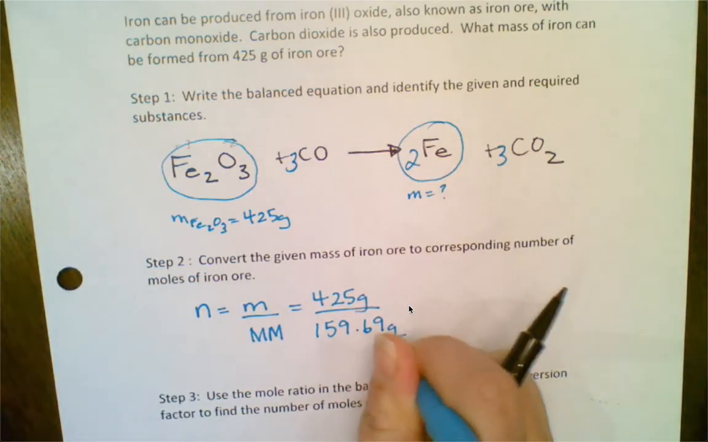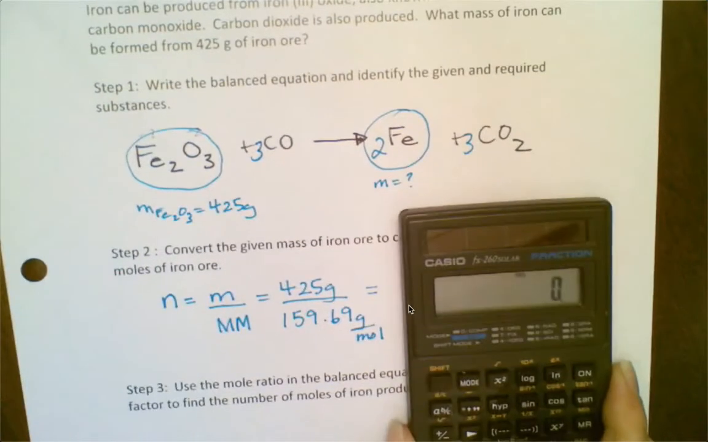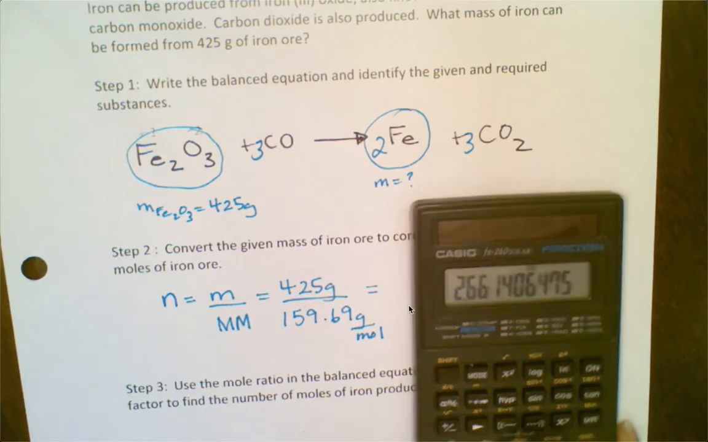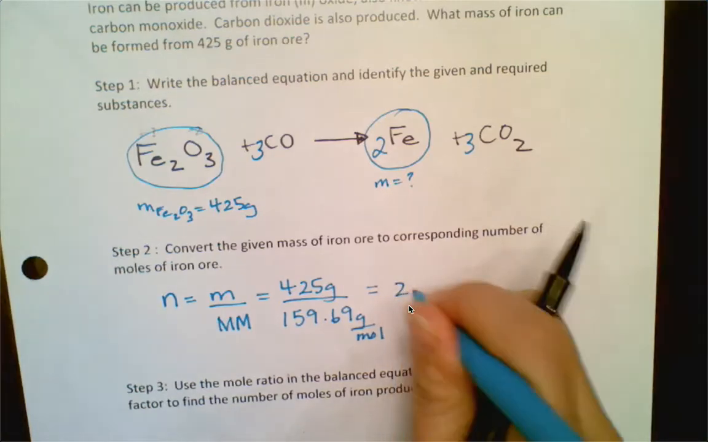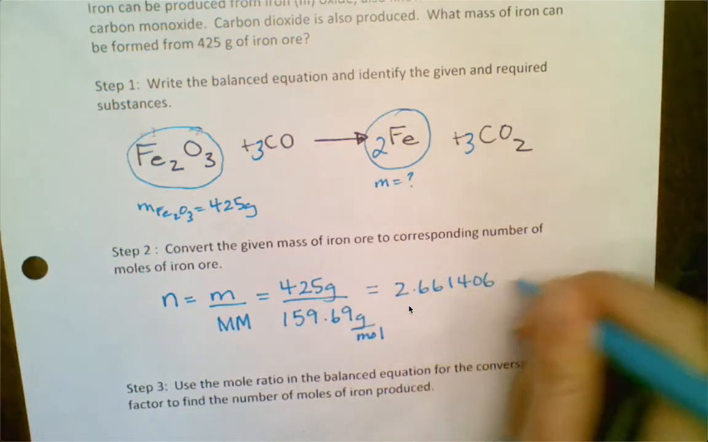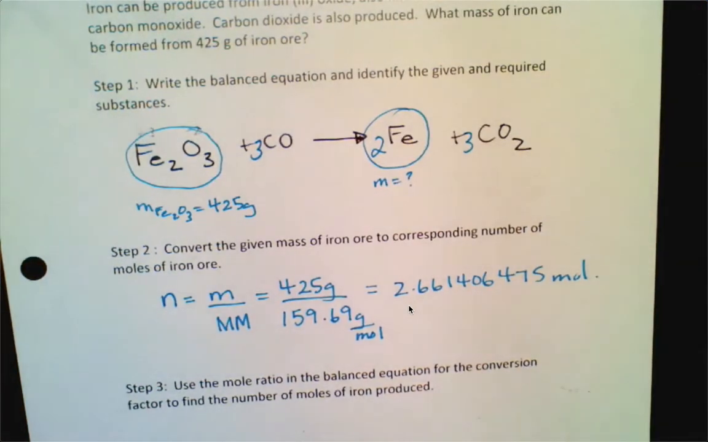159.69 grams per mole. I will plug that in on my calculator and I get this answer here of 2.661406475. I don't really want to do any sort of rounding at this point in time, so if I can leave that in my calculator, then that would be great. So I've got that written down.